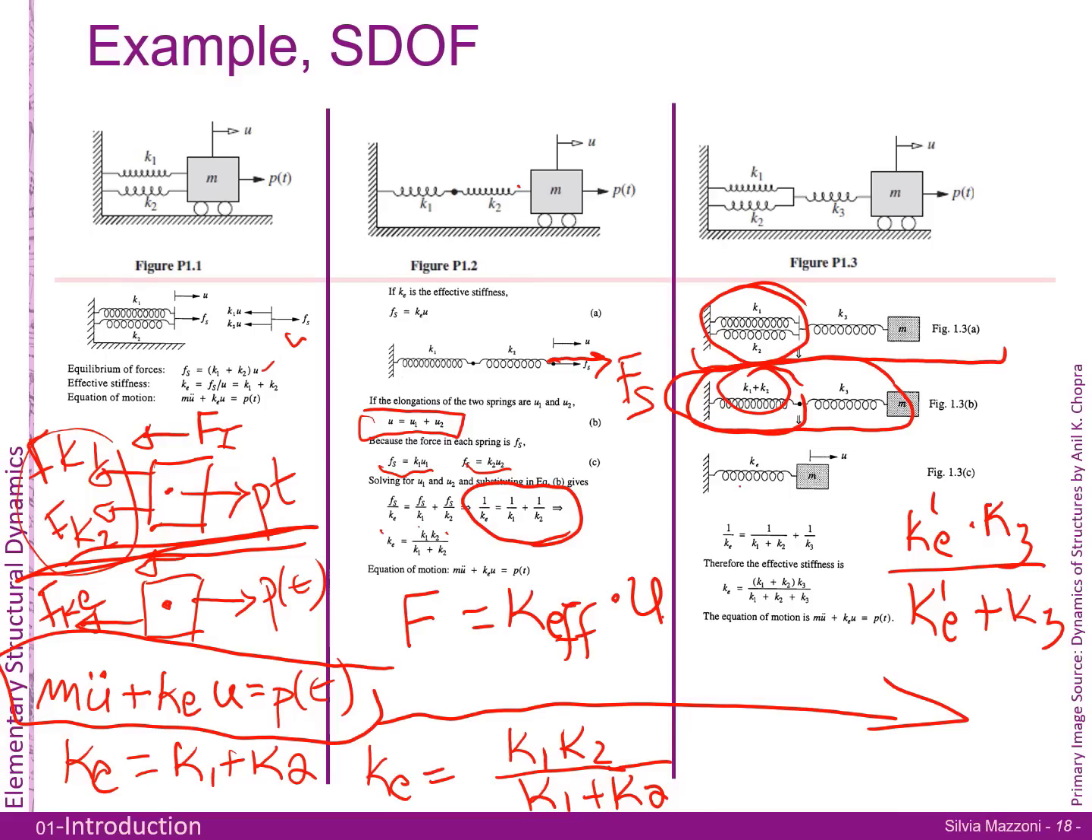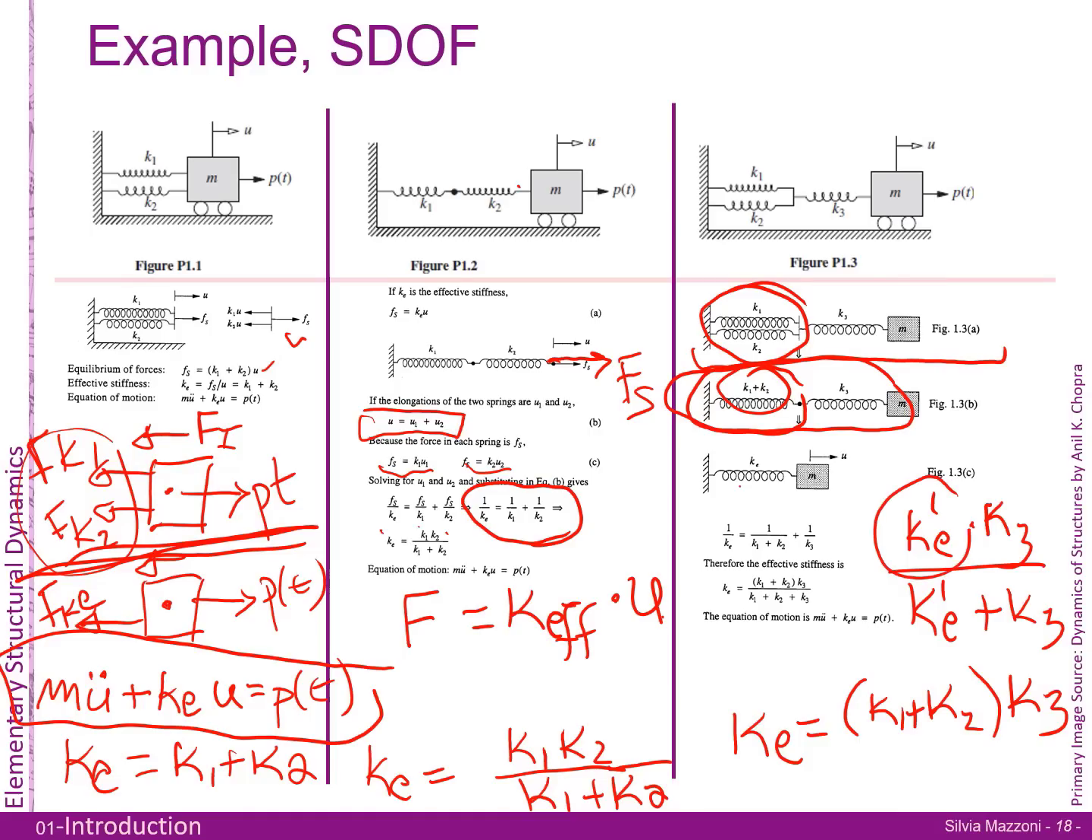So our K effective is going to be equal to K1 plus K2 times K3, I'm just plugging into here, over K1 plus K2 plus K3. And every time it is going to be different.